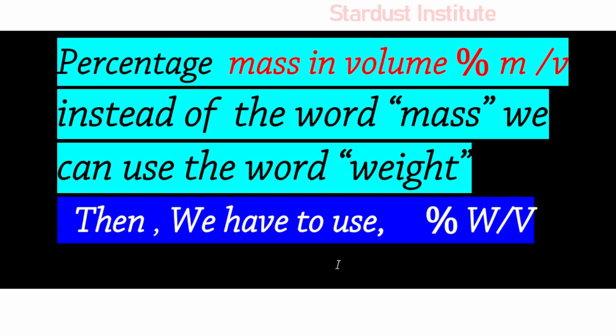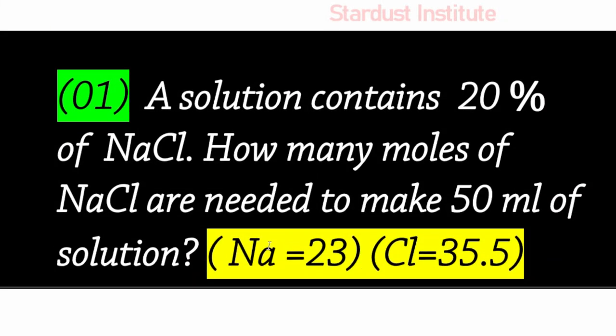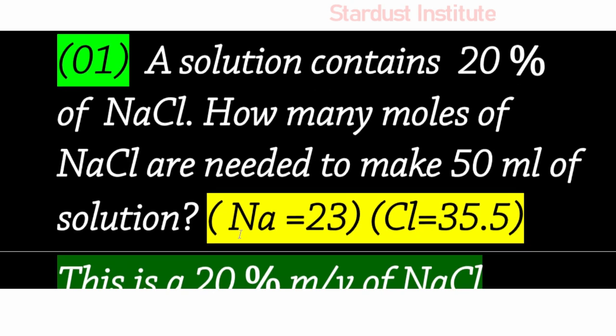There are two problems here. Let's solve them. A solution contains 20% of sodium chloride. How many moles of sodium chloride are needed to make 50 milliliters of solution? Molar masses have been given: sodium 23, chlorine 35.5.